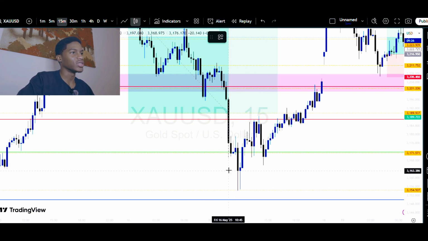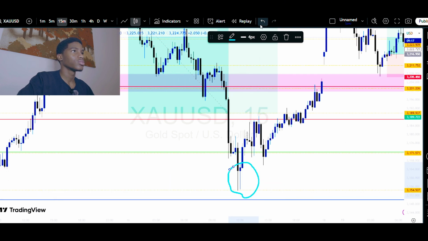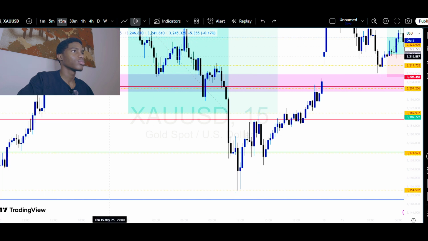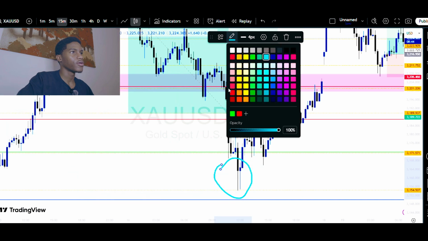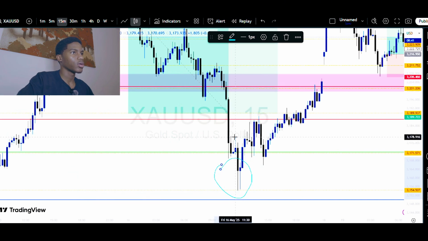So right here, this is the rejection of the low. As you guys can see, this is the rejection of the low right here, and this is the break of structure right here. This stuff right here, this is the lower high, this is the lower low, this is the push up breaking this lower high right here. So we're having a new higher high, as you guys can see.